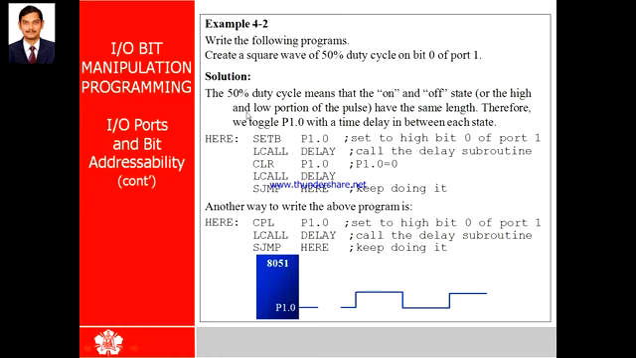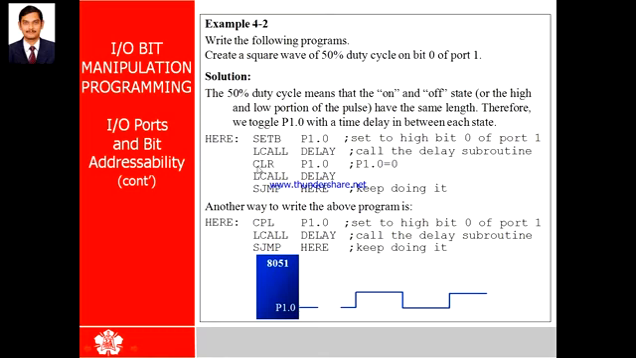That's it. Here 50% duty cycle means that on and off state or the high and low portion of the pulse have the same length. Therefore, we toggle port 1 of a 0 with a time delay in between each state. See, this is a simple program where I am setting P1.0. Does mean that I have made a transition here. It reaches this state and calling a delay. So after calling a delay, the same data will be generated and it will last for a particular period.